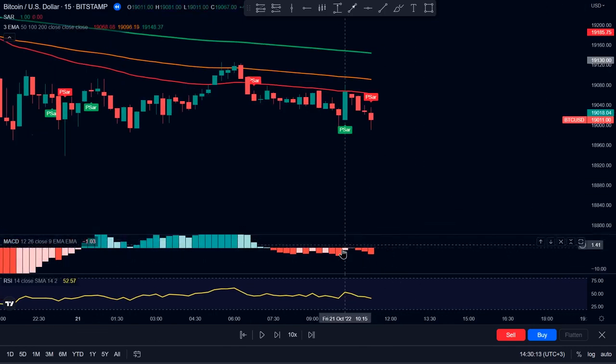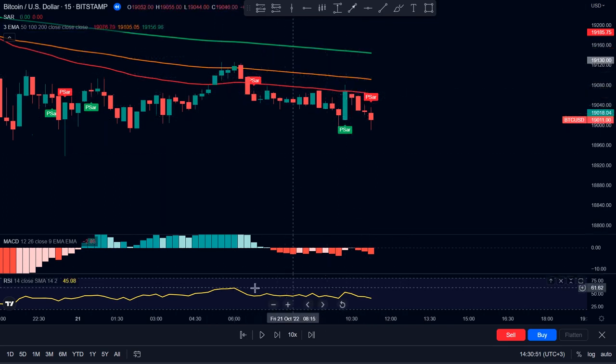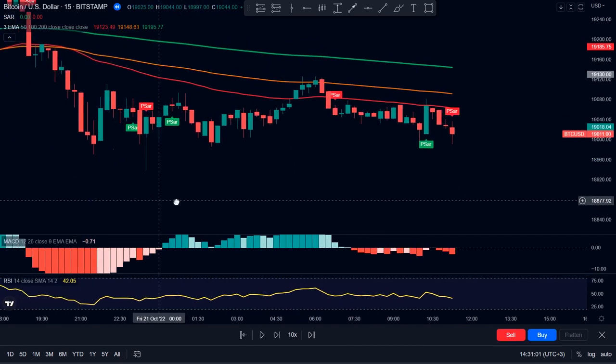As we can see here, the MACD histogram was colored dark red. The parabolic SAR indicator printed a red label on this candle which opened and closed below the red EMA. Lastly, we see that the market was in a bearish trend and the RSI never got into this oversold level since the beginning of this bearish trend.